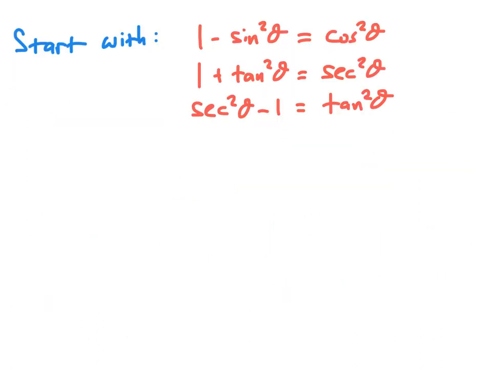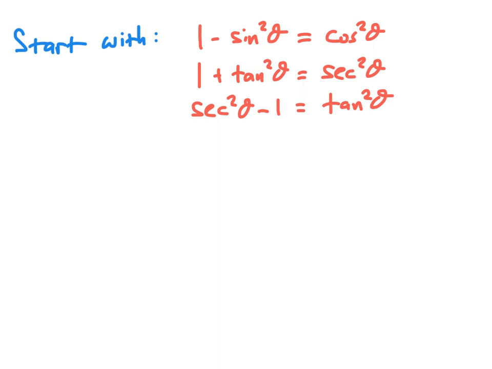So we start with three very common trig identities. 1 minus sine squared equals cosine squared, 1 plus tangent squared equals secant squared, and secant squared minus 1 equals tangent squared. Notice the last two of these identities are actually the same identity, just arranged in a different way, and both of them follow from the first one just by dividing everything by cosine squared.